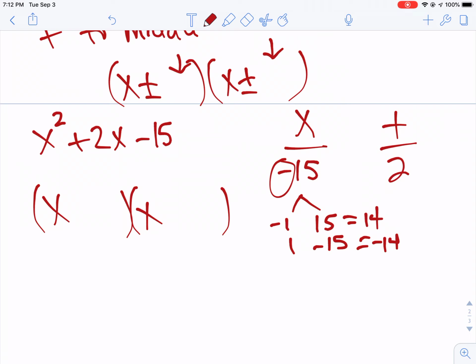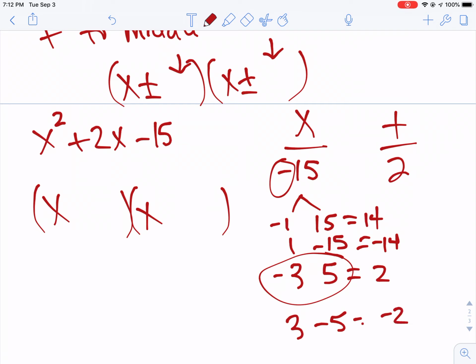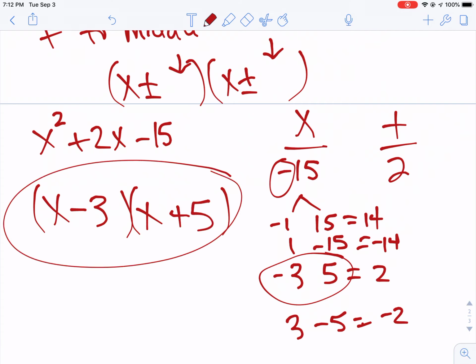So then it could be negative 3 and 5. If I do negative 3 and positive 5, that does give me 2. So I know that's going to be the pair, but if it wasn't, you would just switch it, and that's how you would get the other set. So I know it's going to be x minus 3 and x plus 5, and that's the answer. So that's factoring with goal numbers.